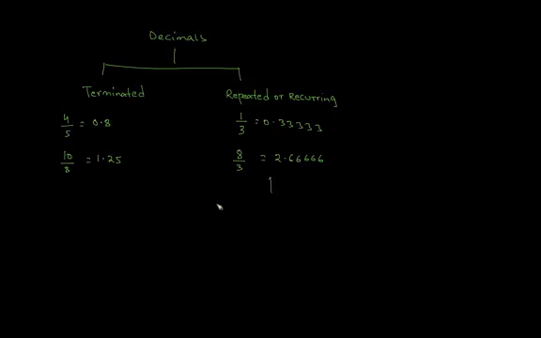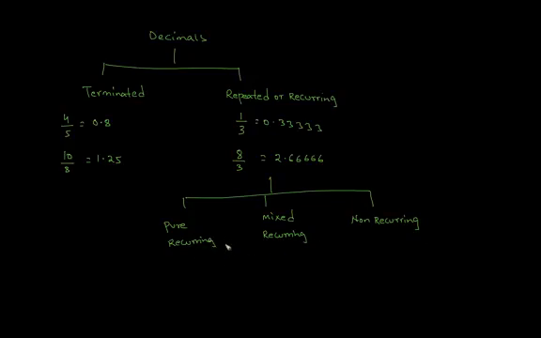Again, recurring decimals are divided into three parts: pure recurring, mixed recurring, and then the third one, non-recurring. So what we have is pure recurring, mixed recurring, and non-recurring.